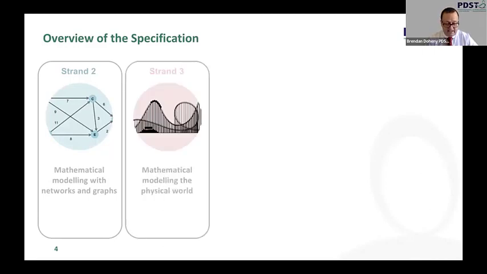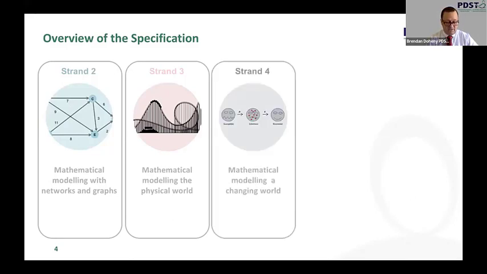Strand 3 explores the motion of an object. It involves analysing speed, acceleration, forces, vectors, and collision of objects. Strand 4 will investigate areas such as difference and differential equations and how they may be used to model population growth, predict changes in the economy, and even calculate the terminal velocity of falling objects.